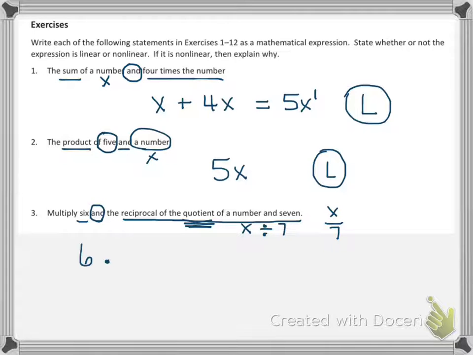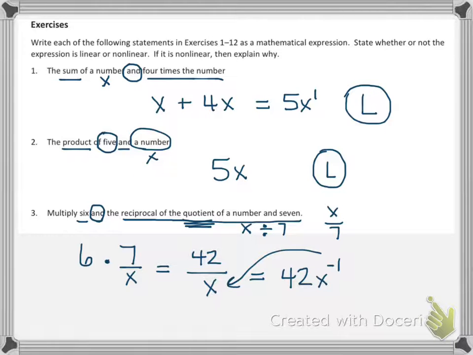And then I want the reciprocal of that. So the reciprocal of x over 7 is 7 over x. So now I can multiply and simplify this. This is 42. 6 times 7 is 42 over x. And in order for me to get the x out of the denominator, I would have to change this to 42x to the negative 1, because a negative exponent throws my variable into the denominator. So to work that backwards, I change it back to a negative exponent to put it back in the numerator.